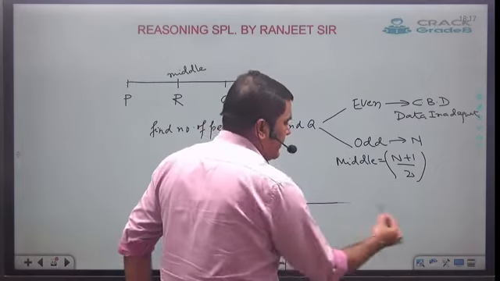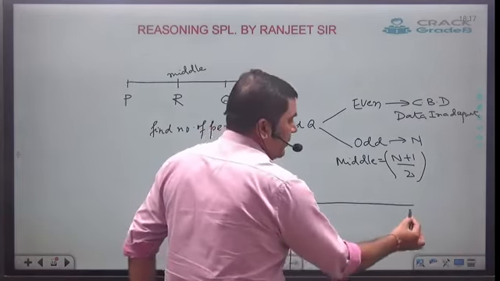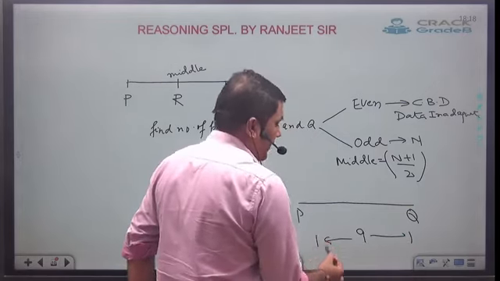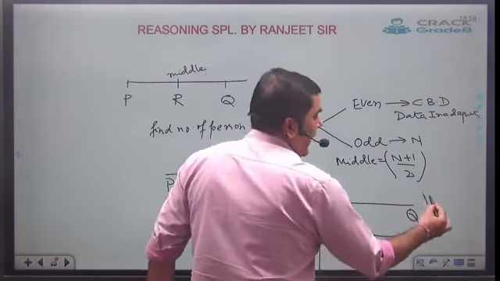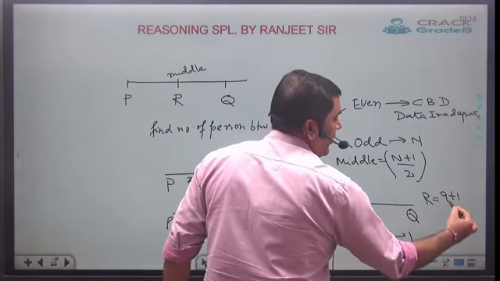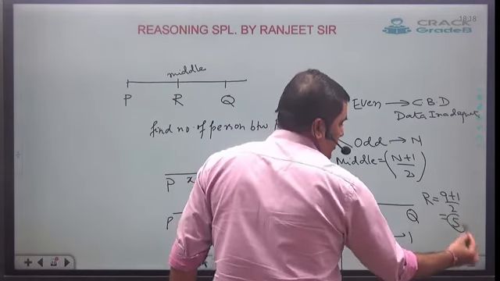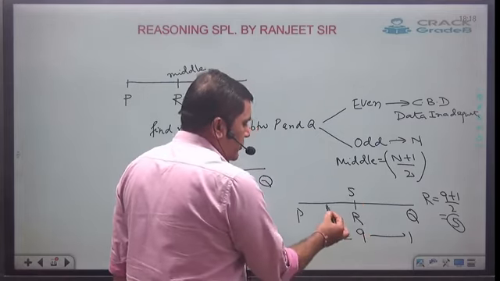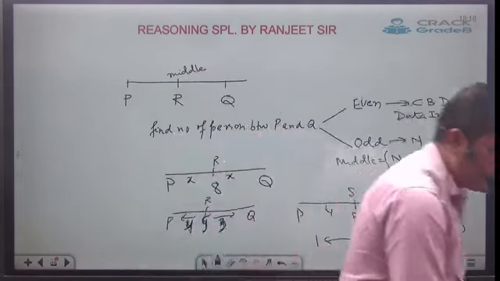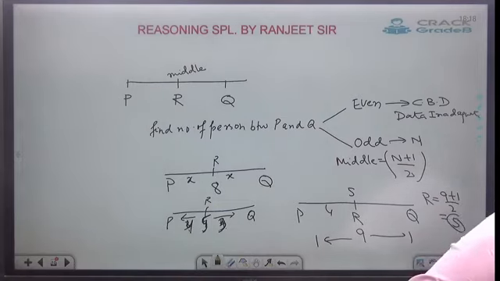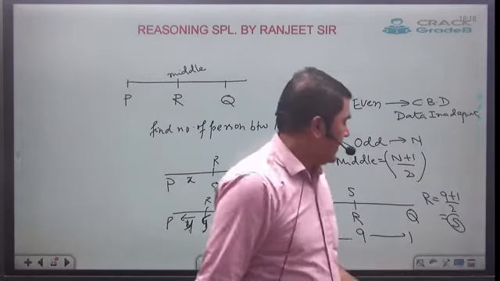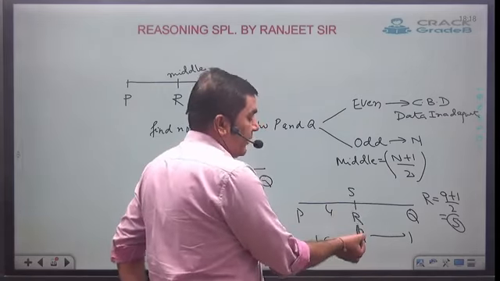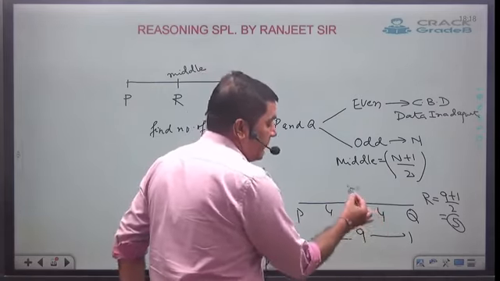Let's take an example. Suppose in between P and Q, there are 9 persons, and I have to place R. So R will be 9 plus 1 upon 2, which comes out to be 5th. Means if I place R over here, R will be 5th. So to the left of R must be 4. And since the total is 9 and up to this much is 5, 9 minus 5 comes out to be 4. So R will be at the middle.